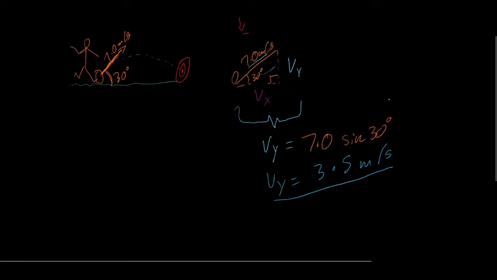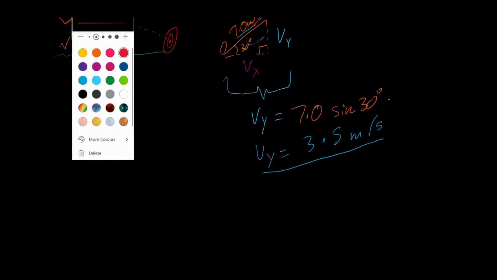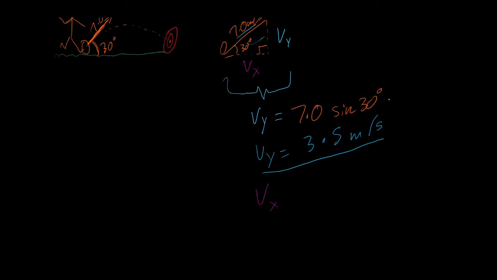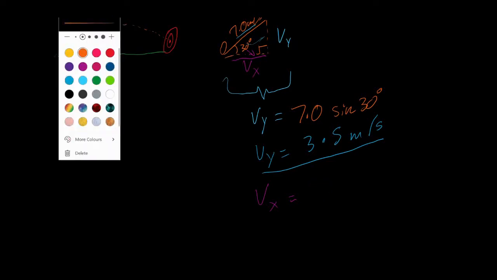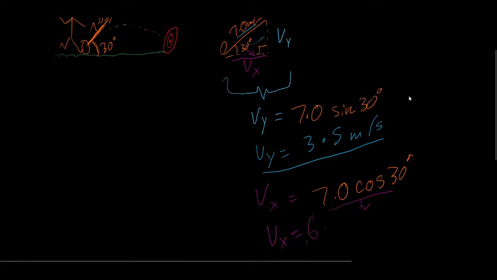Similarly, if you were to draw something up for the x, the Vx, we can say that it is the cosine, as this side is adjacent to this 30-degree angle. It's right next to it. Vx is 7.0 cosine 30 degrees. So Vx is, when you put this into your calculator, you get 6.1 meters per second.